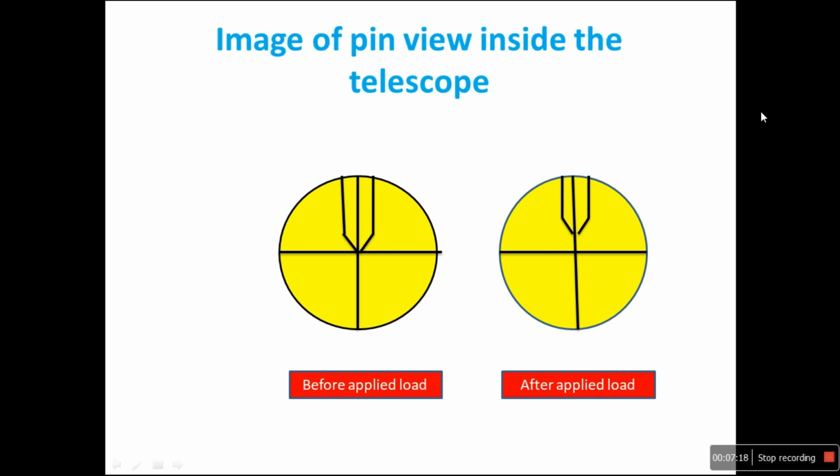The pin goes up, the scale depressed so that the pin goes up. So again you use the screws, make the pin exactly coincide with the midpoint, and you take the reading. So in the field of view, you can see like this.